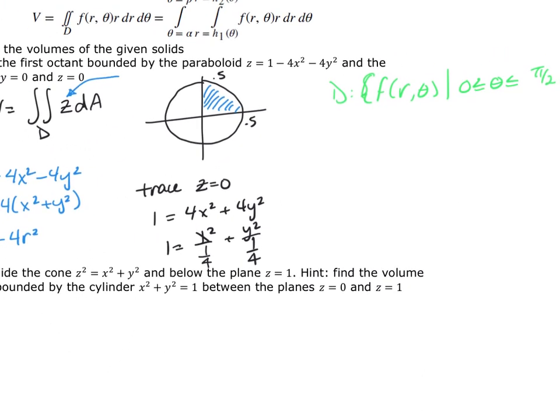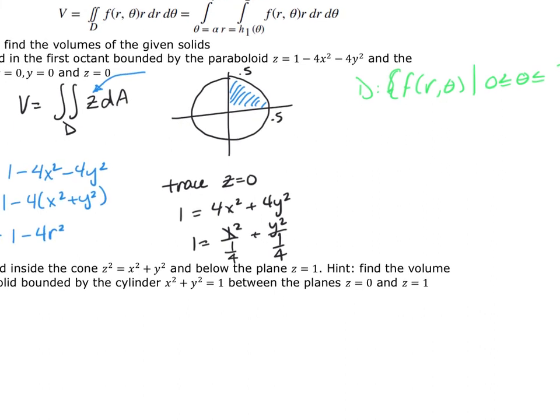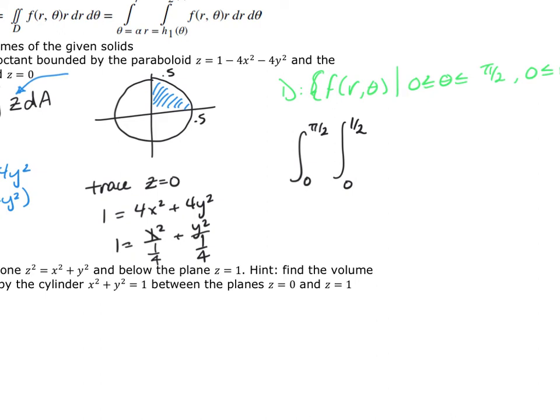So then I now have my bounds. Theta runs between 0 and pi over 2. R runs between 0 and 1/2. My z is going to be 1 minus 4r squared. Don't forget the r dr d theta. And of course, I will let you finish off that integration, so the integration isn't too bad.